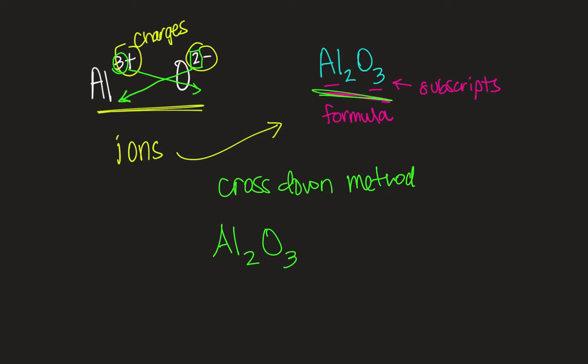Here's why it works, okay? We have 2 Als. Each Al had a 3+ charge. If you add that up, you get yourself a +6. We had 3 oxide ions. Each oxide had a -2. Okay, we have 3 of them. So -2 plus -2 plus -2, that gives us a -6. Well, when you take a +6 and a -6 and add them together, you get a 0. So that's why this is a neutral compound.